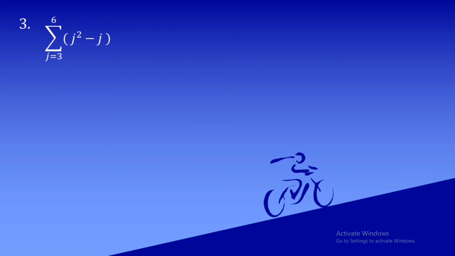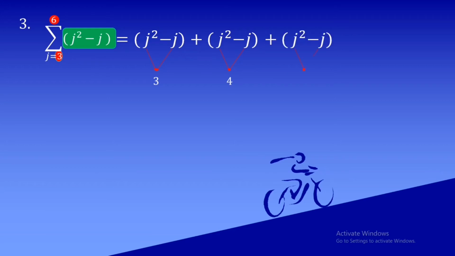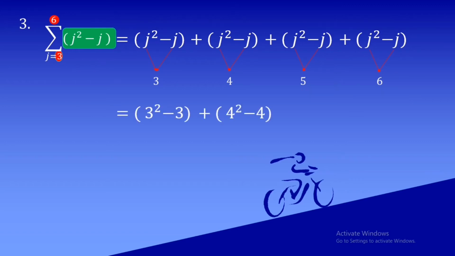For number 3, we're using here the variable j, the summation of the quantity j squared minus j from j is equal to 3 to 6. The formula of the term is j squared minus j, and the first term will start with our lower bound, that is 3, then keep on writing the formula up to the value 6, which is the upper bound. Then keep on substituting the different values of our index from 3 to 6.